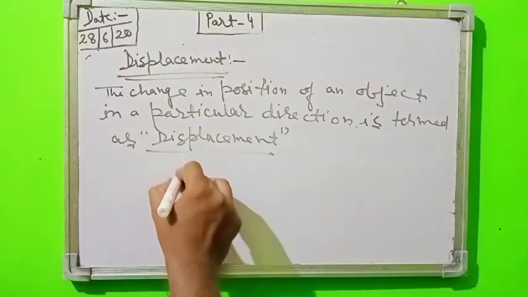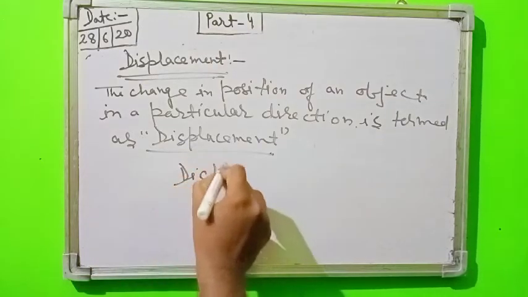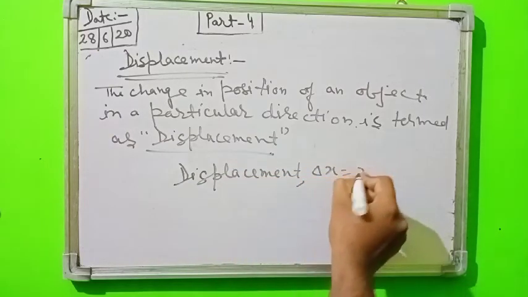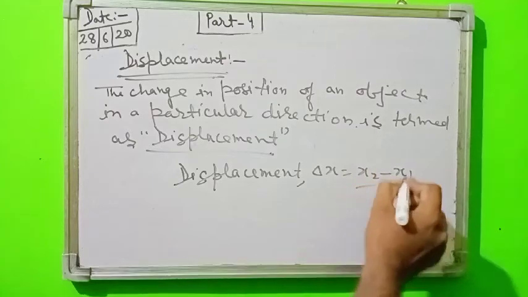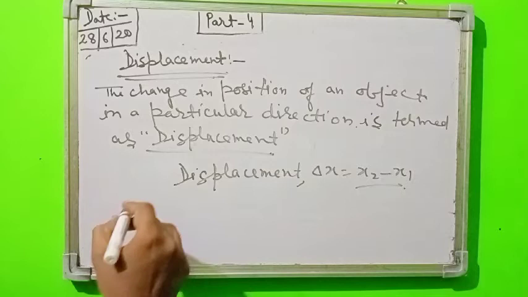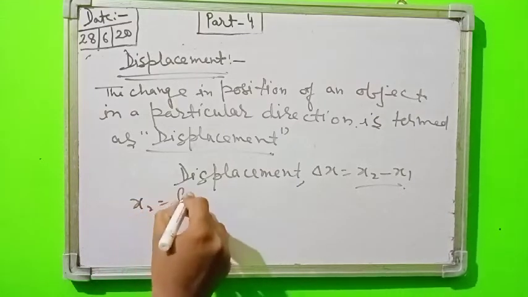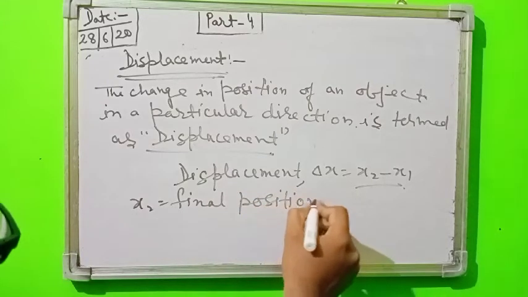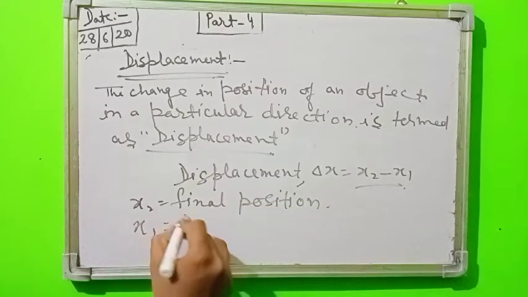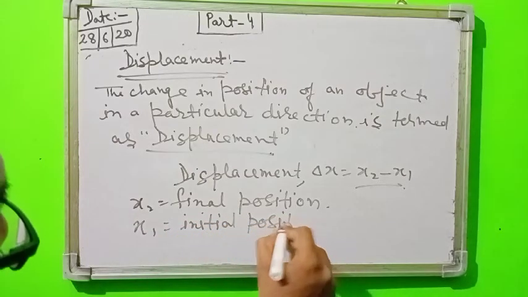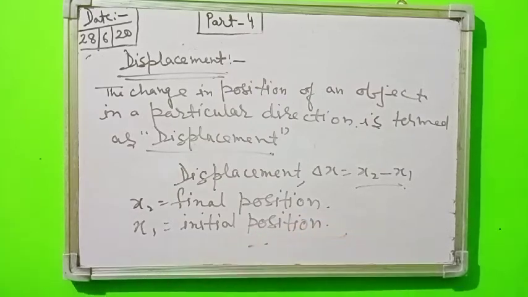And displacement, delta x, is equal to x2 minus x1. x2 minus x1 is the displacement. x2 is equal to the final position, and x1 is equal to the initial position.